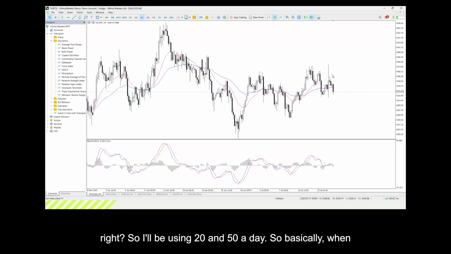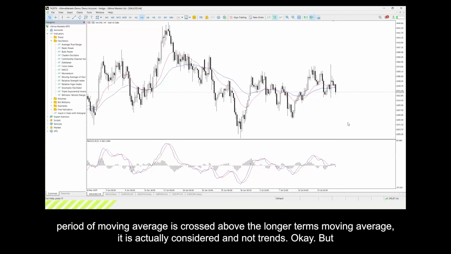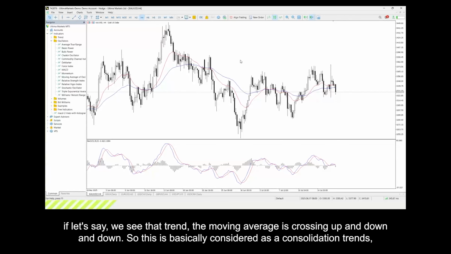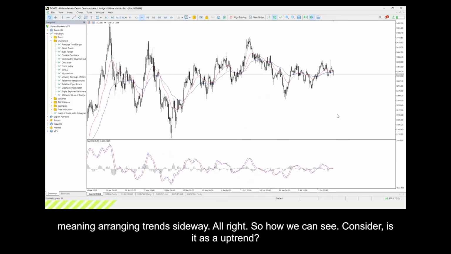We can justify a trend when the shorter period moving average crosses above the longer term moving average; it is considered an uptrend. But if we see the moving averages crossing up and down, this is basically considered a consolidation, meaning a ranging, sideways trend. All right, so how do we consider it an uptrend?